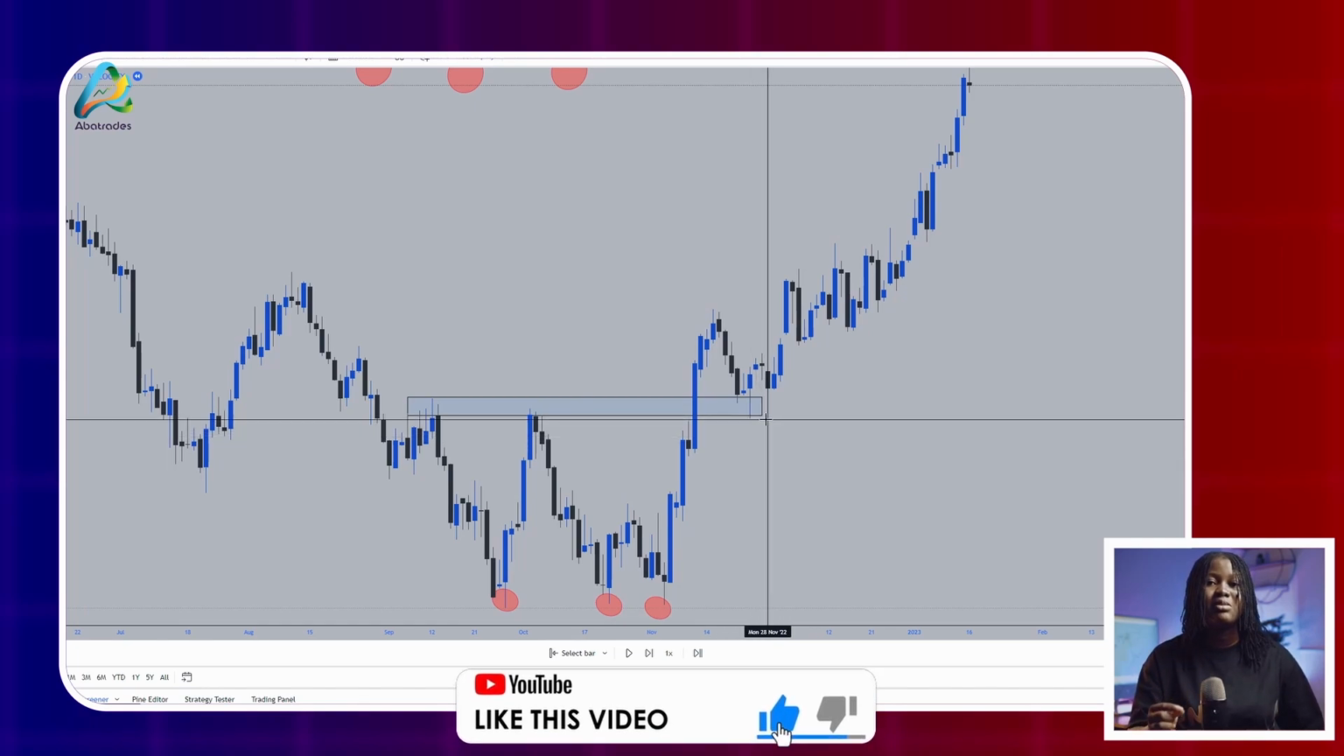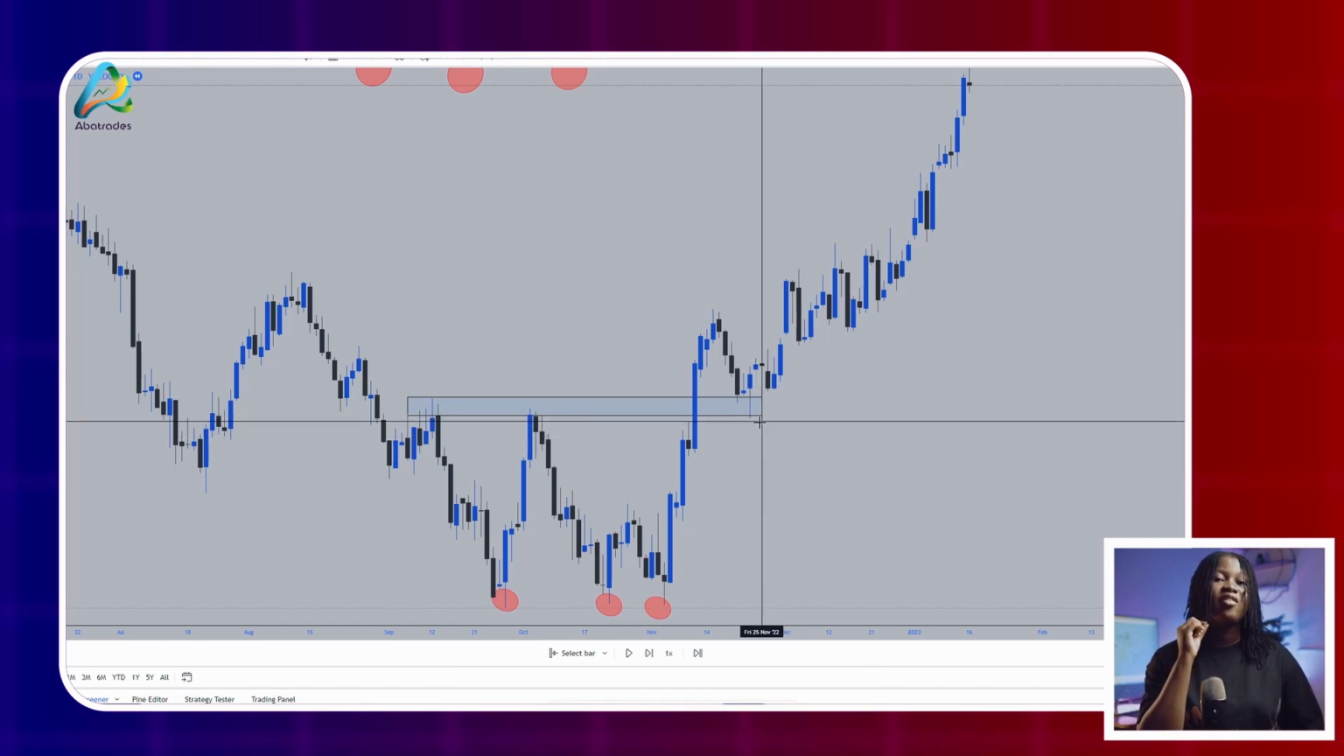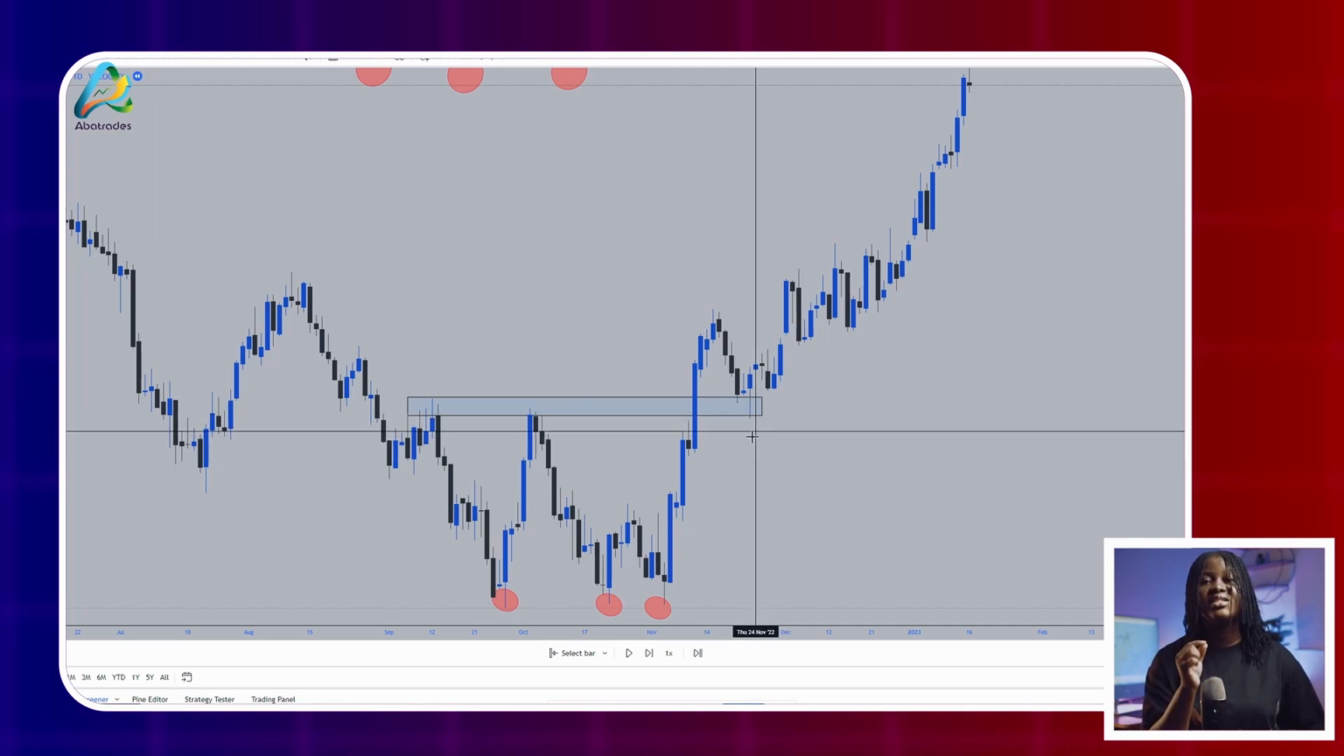Personally, I use these patterns in my trades every single time, and they have a very good win rate. So I'd also want you to apply some of these reversal chart patterns in your trades this week, and let me know the outcome of it in the comment section below.